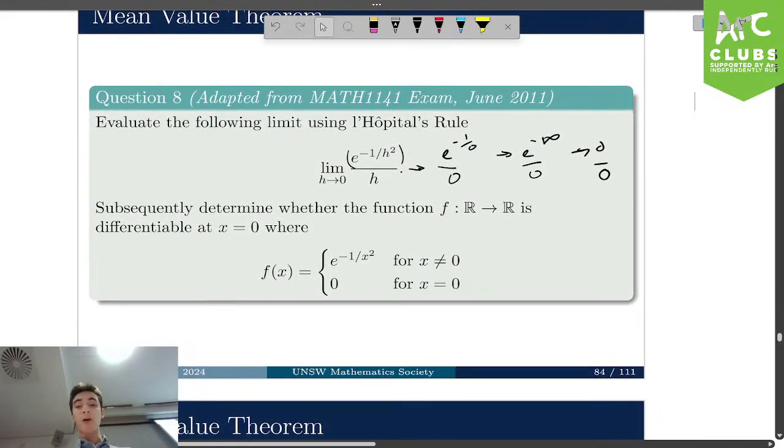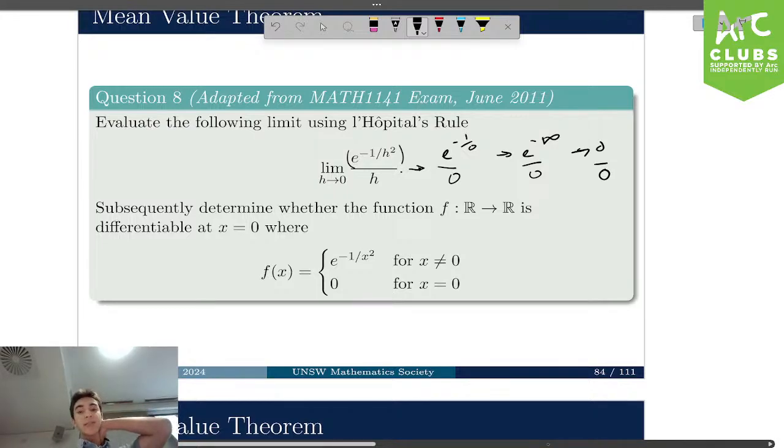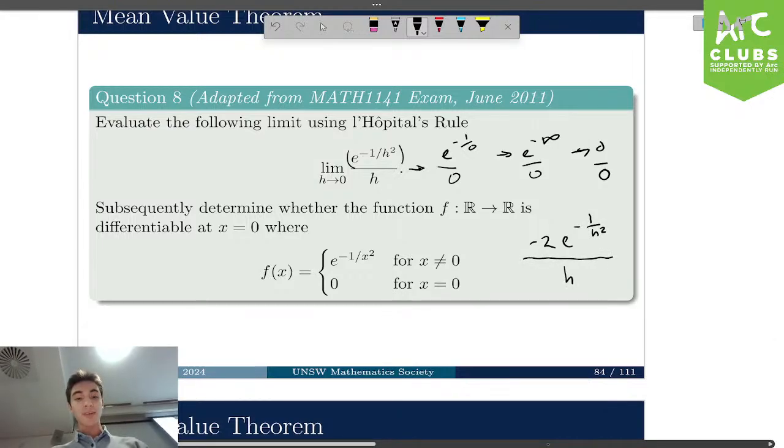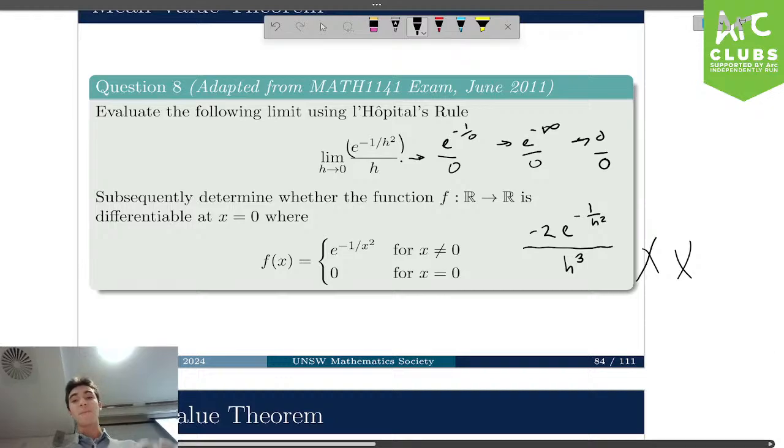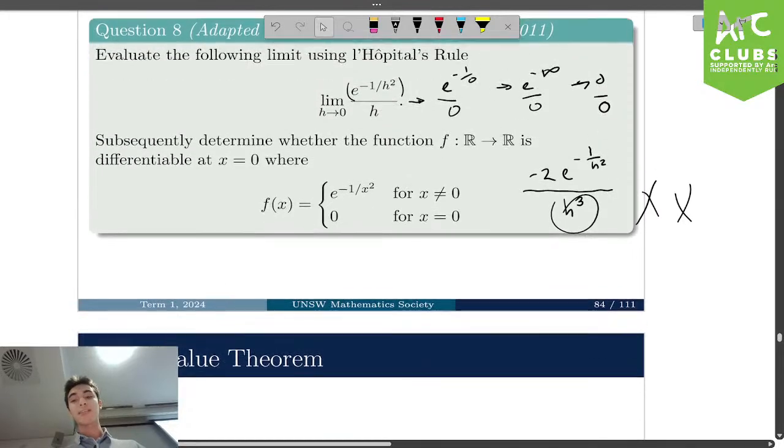And now we can try taking the derivative of both the top and bottom and seeing whether that limit exists. If we do this, what we get is a really bad looking expression that looks a little bit like this. That's the derivative of the top, and this is what you would get. Obviously, this is even worse than what we had before. So L'Hopital's rule applied in this way did not help us at all, because we've still got the minus 1 over h squared in the power of e, and an even bigger polynomial at the bottom.